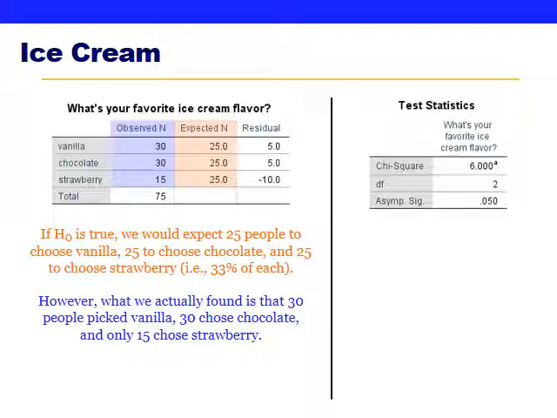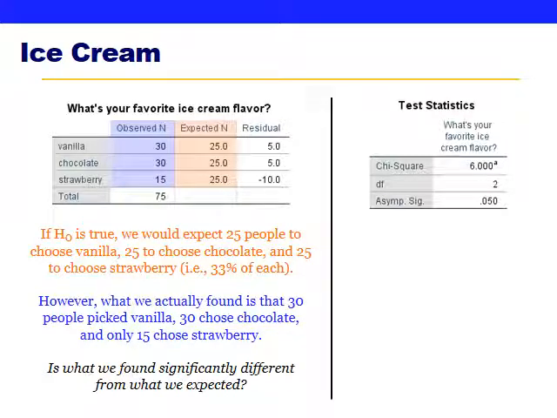The observed n column tells us the actual results of our study. How many people actually chose each of these three flavors as their favorite? As you can see, in this class, 30 people chose vanilla as their favorite, 30 people chose chocolate, and only 15 people chose strawberry. So compared to what we expected, we had more people choosing vanilla and chocolate and fewer people choosing strawberry. However, we don't yet know, until we look at the results of the chi-square test, whether or not this is a significant difference. Are the observed numbers different from what we expected?